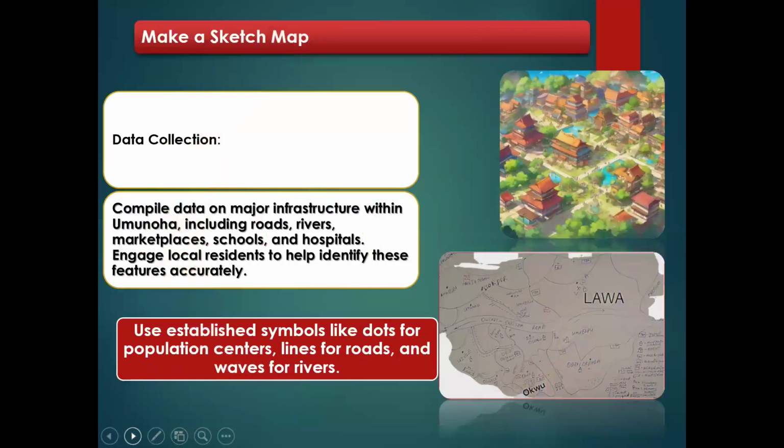At the end, you've gathered these data. You now make a sketch map. All the data you've compiled, so that major infrastructure within Umunoha, including roads, rivers, marketplaces, schools, hospitals, and other information you have engaged with the people in the community, you're going to put them in maps. So this is a form of digital map for those in the urban communities who can use ArcGIS to develop this type of mapping. Then for people in the rural community where network might not permit, you can sketch a map. This is an example of a good map showing all the required information in that particular community.